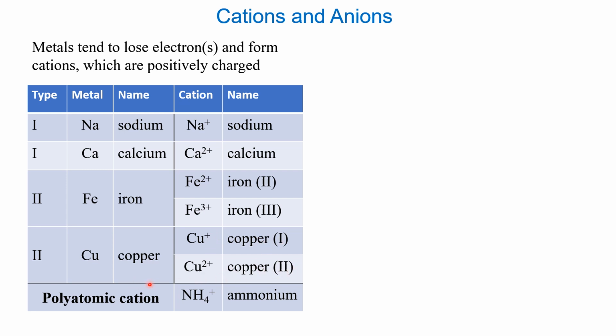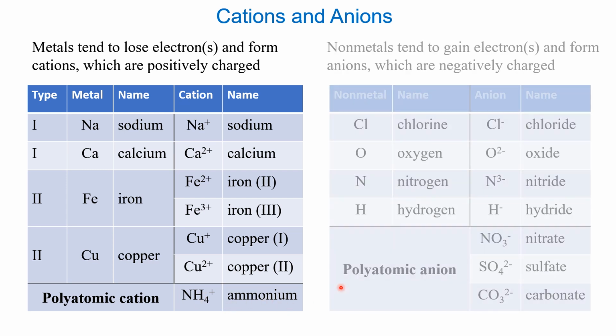There's a very common polyatomic cation. Those were monoatomic cations. The common polyatomic cation is ammonium. It's NH4+. So don't be confused. We treat this as a type 1 metal, okay? Because it always has a +1 charge. But if you look at the elements here, there's no metal. So it's confusing, but we treat this as a type 1 metal. Okay, it's called ammonium.